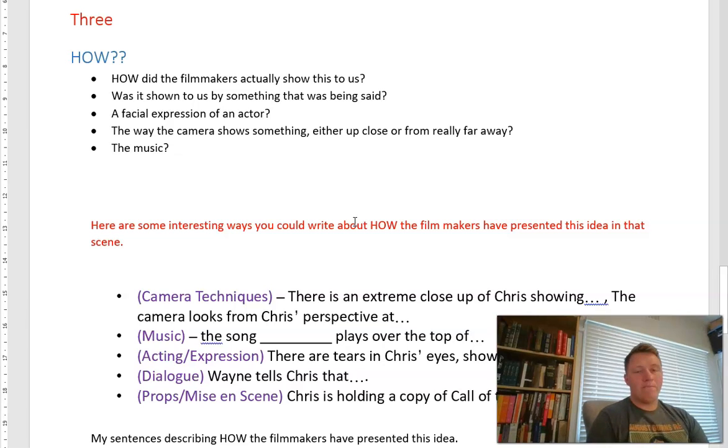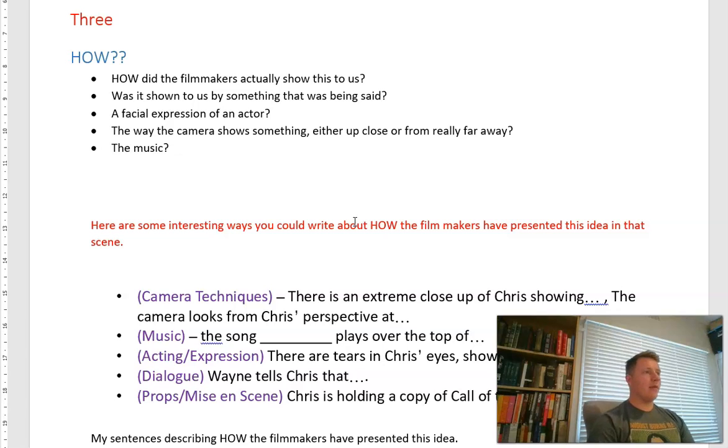This is when we're basically asking, we've got this idea about the film because we've watched it and we've come up with this idea, and we've looked at a particular scene, but how can I explain to you the steps that the filmmaker's gone to, or how have they created that meaning and sent that to me?